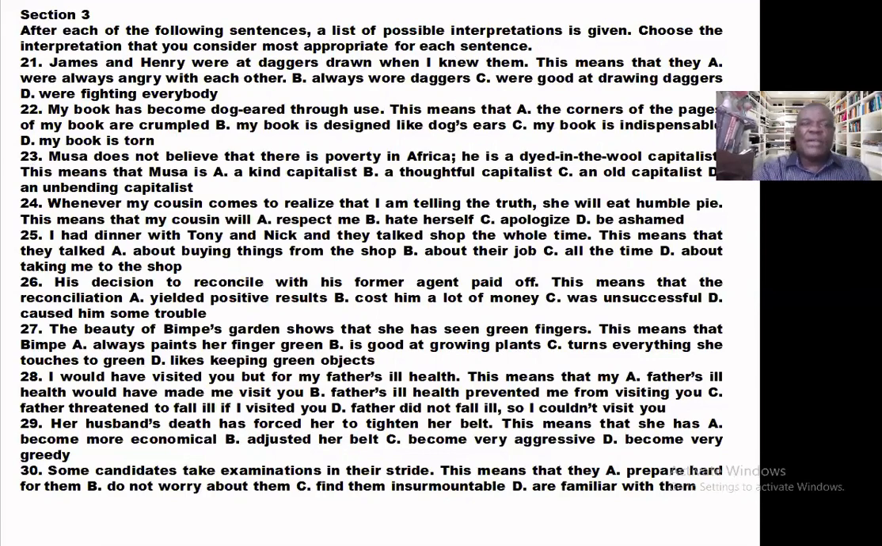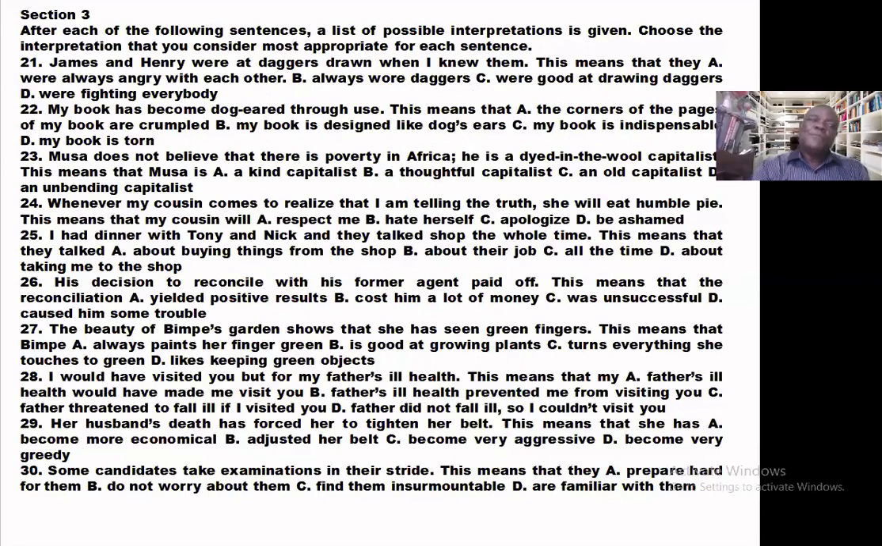James and Henry were at daggers drawn when I knew them. This means that they were always angry with each other. That's quite correct. B, always wore daggers. No. C, we are good at drawing daggers. No. D, we are fighting everybody. No. They were at daggers drawn, you know.